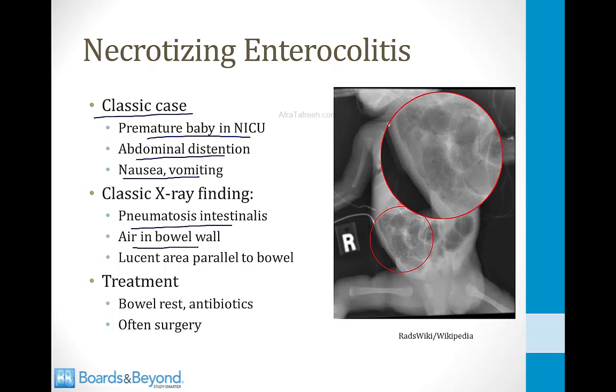There's a classic X-ray finding you should know about called pneumatosis intestinalis. This is air in the bowel wall. It is a lucent area that is parallel to the bowel. It's a subtle finding in this picture, but there is a loop of bowel here. I'm drawing a line around it with my pen, and you can see a black line right next to the intestinal wall. That is air in the bowel wall, and that is from necrosis of the mucosa, and that is a classic finding in a baby with necrotizing enterocolitis. The treatment is bowel rest, meaning you don't feed the baby, also antibiotics, and often surgery is required.